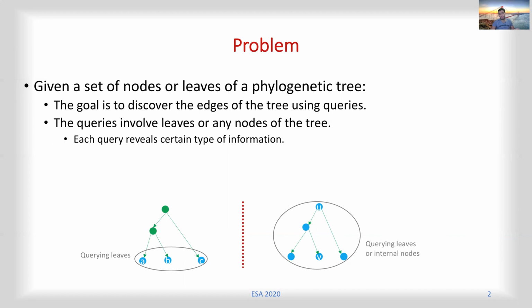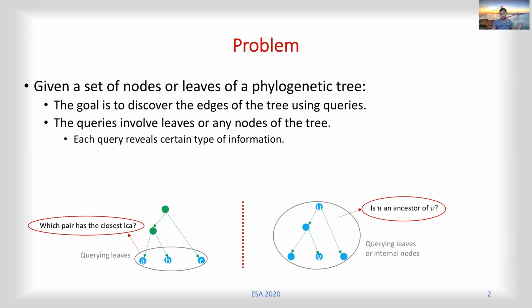Each query reveals a certain type of information. For example, on the left-hand side, given 3 nodes, the query can tell us which pair has the lowest common ancestor. And on the right-hand side, given 2 nodes, the query tells us: is U an ancestor of E?